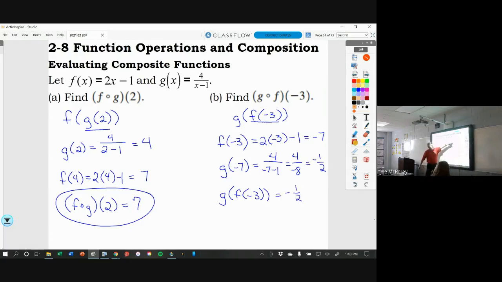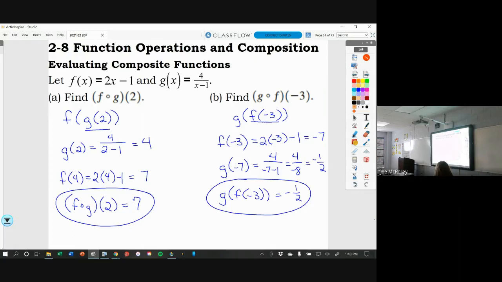Or I could have written it as g circle f, and I still get the same answer. Is that clear now? Any other questions? Thank you. I wrote it different.